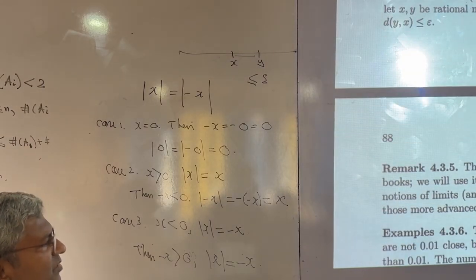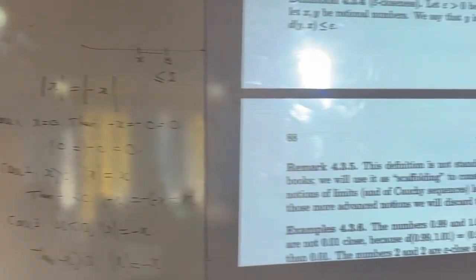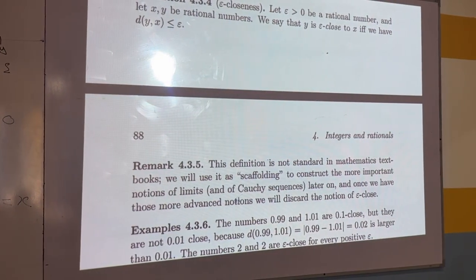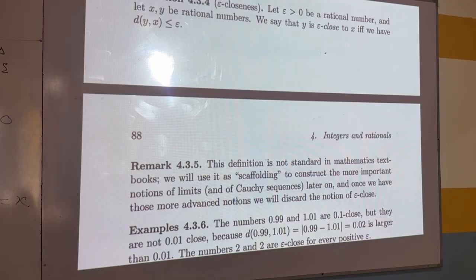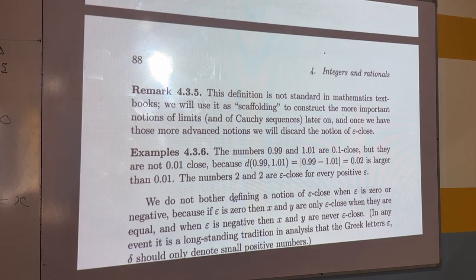This definition is not standard. He says that in mathematics textbooks we will use it as scaffolding to construct the more important notion of limits and consequences. Consequences are very important. That is analysis, limits. Analysis is nothing but limits and consequences. That's all, nothing else. Later on, once we have those more advanced notions, we will discuss the notion of epsilon close. So I guess it's a provisional thing for him. He is using epsilon close.